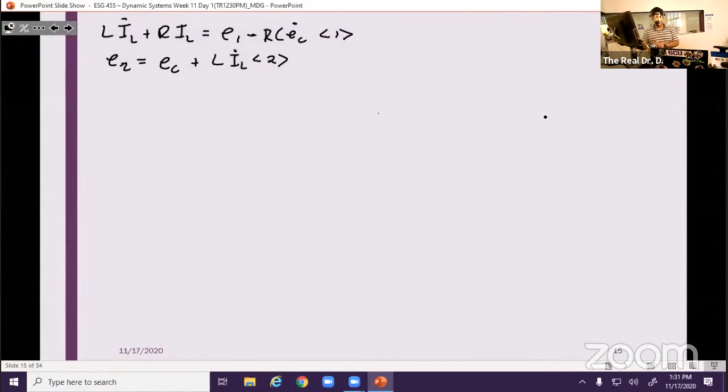Okay. So we've got these two equations. And yes, we could take the derivative of it, and I'm not going to do it that way, though, right? Because we just finished learning Laplace transform, so I'm going to flex and do Laplace transform.